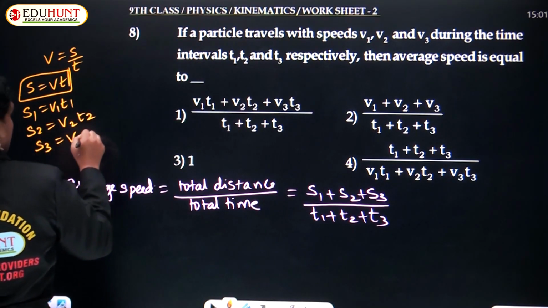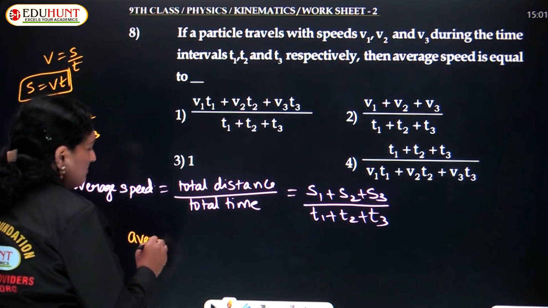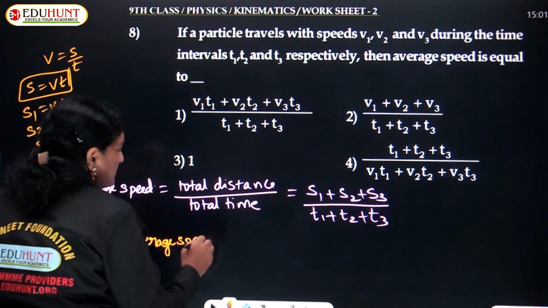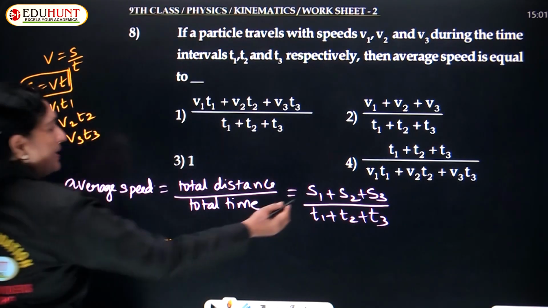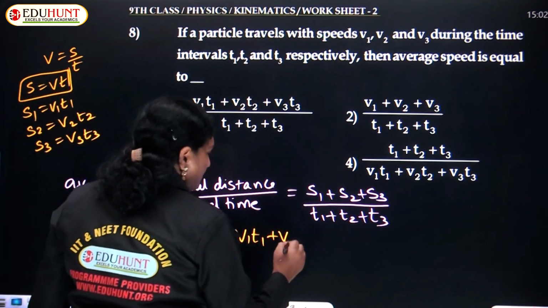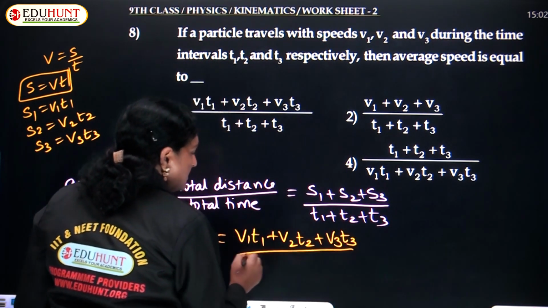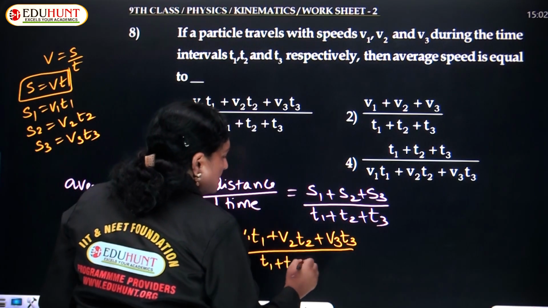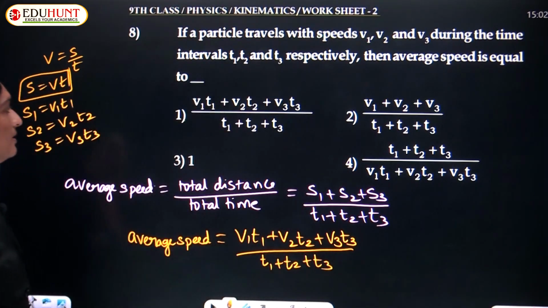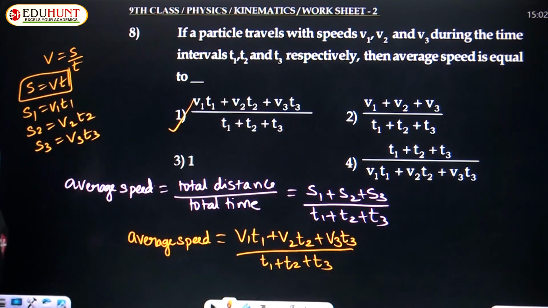Substituting all the values in the above equation, we get average speed as S1 replaced with V1 T1, S2 replaced with V2 T2, S3 replaced with V3 T3 upon T1 plus T2 plus T3. So which is the correct option, children? Option 1 must be true. That is V1 T1 plus V2 T2 plus V3 T3 upon T1 plus T2 plus T3.